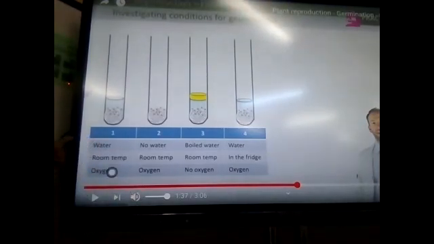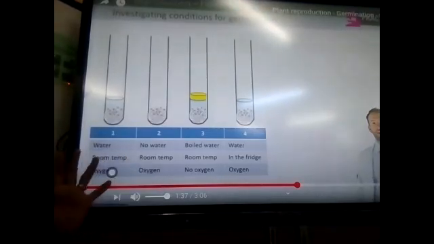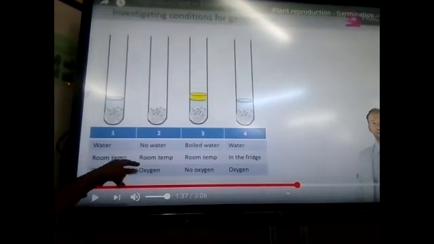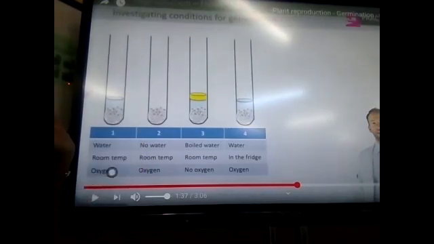One should have all these things. See, the first one, it is having water and it is at room temperature and it is having oxygen. So all the conditions are there. What about the next one? No water. Both the other things are there. Oxygen is there, warmth is there.